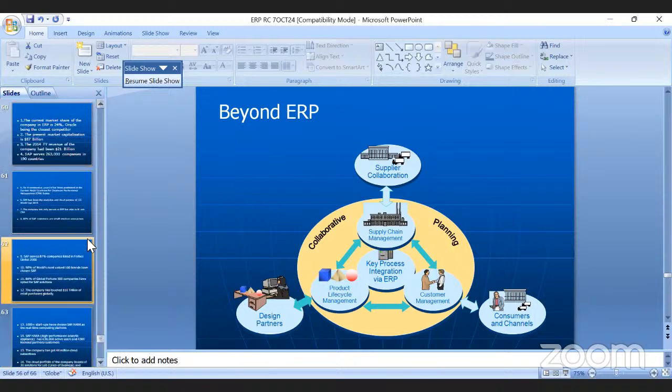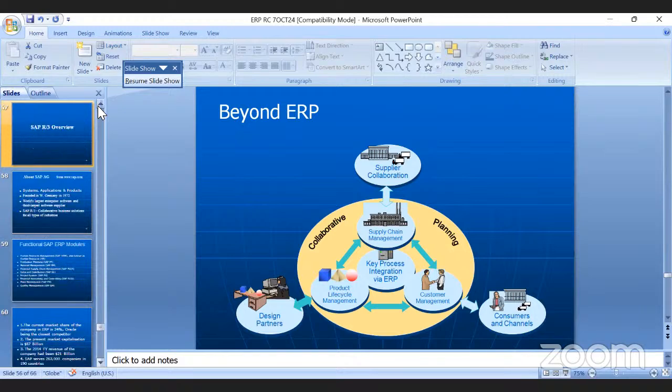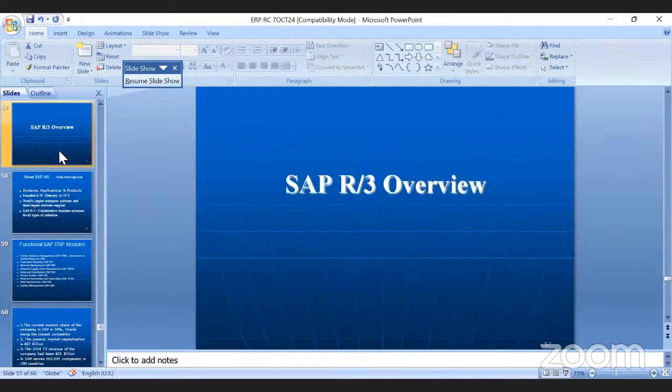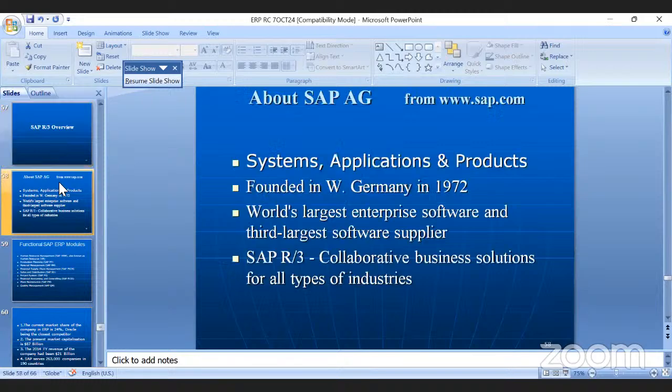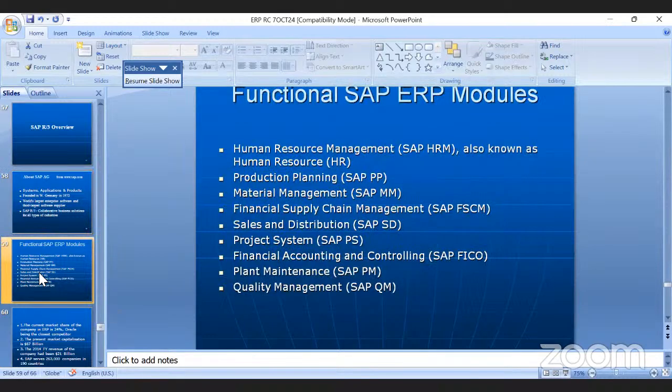SAP is the number one ERP solution. Now we have S/4HANA. SAP stands for Systems, Applications, and Products, and it is one of the world's largest enterprise software suppliers. Now we have S/4 and HANA software, and it has all these modules which integrate, starting with HR.